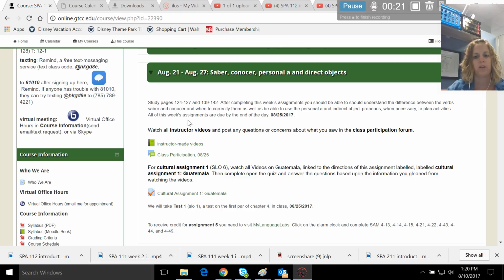And what you should be doing when you finish is you should be able to understand the difference between the verbs saber and conocer and when to correctly use them, as well as be able to use the personal a and indirect object pronouns when necessary, and to plan activities.